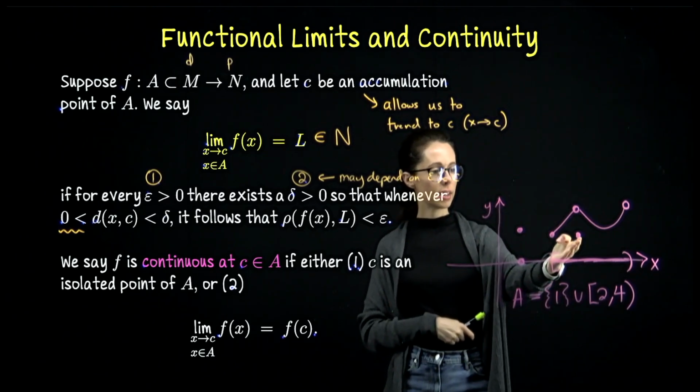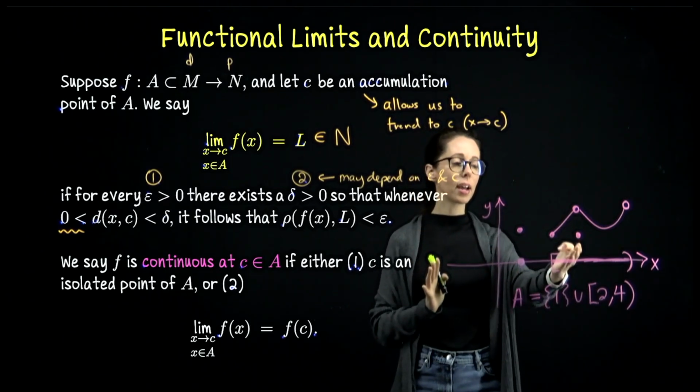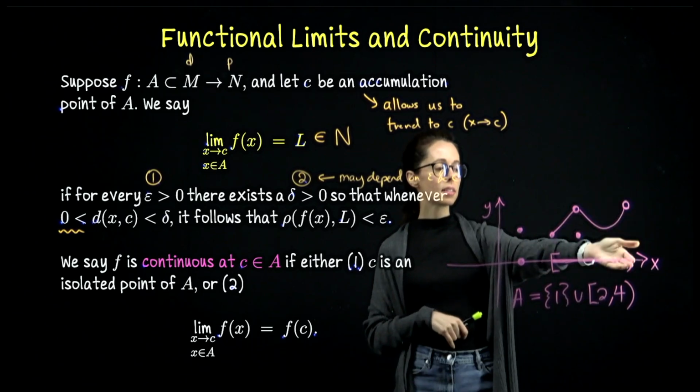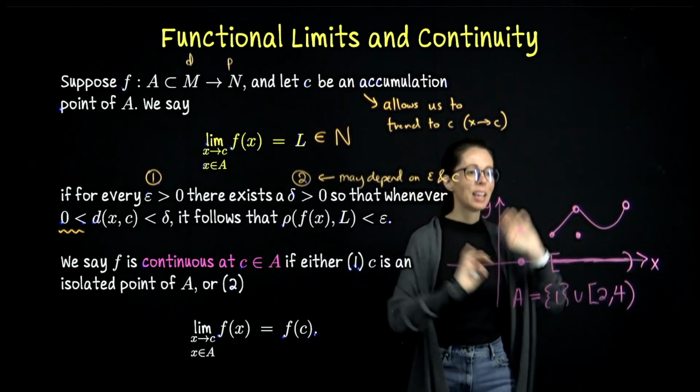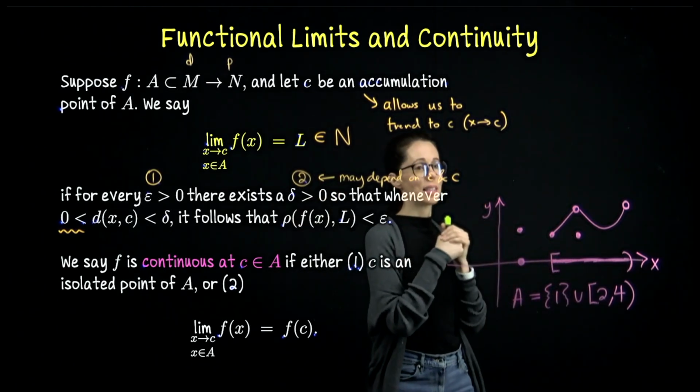It's not continuous here. That's the only point in its domain where it is not continuous. And here it doesn't make sense to talk about continuity because this isn't in the domain. However, the functional limit exists. Okay, I think I've said enough about these two definitions. Let's do an example.